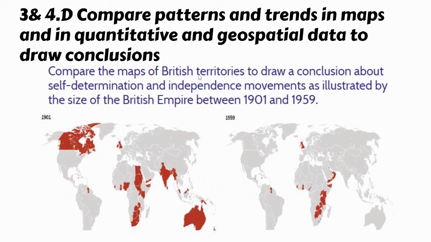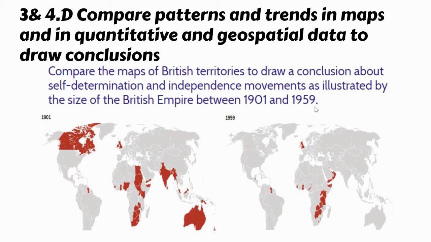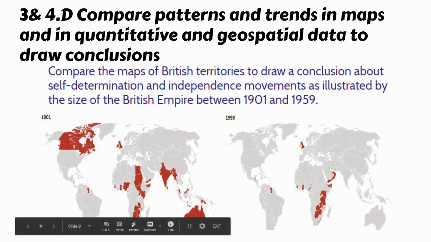But I don't hate it. I don't love it. You have to understand what self-determination is. You have to be aware of these independence movements. It would be really helpful if you understood that the independence movements, particularly in this region of the world, happened after World War II. So you have that knowledge that you can add. But when you're comparing, first you have to describe, right? So in 1901, the British Empire extended all over the world, from Canada to India to Australia. But by 1959, the British Empire had very, very few colonies left.